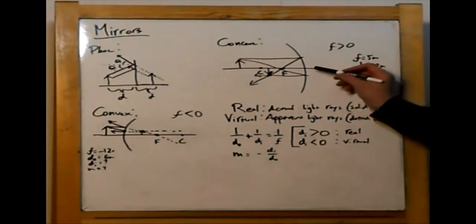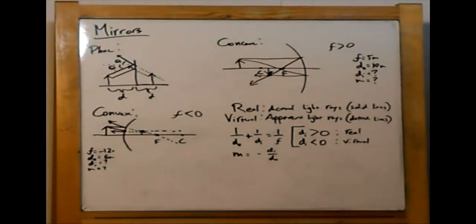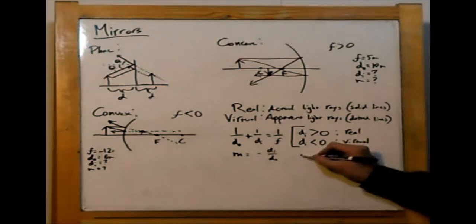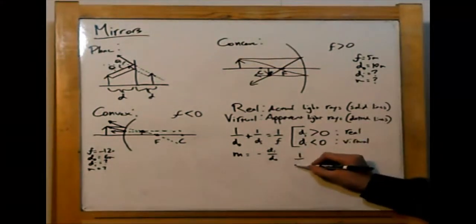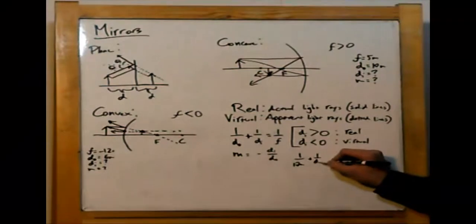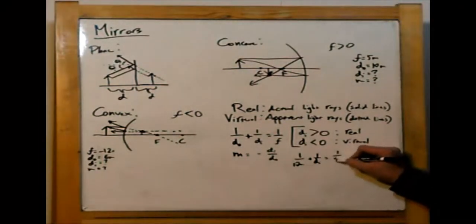So focal length is the distance, again, between the mirror and the focal point. Let's find out where our image is if we have a focal length of 5 meters and an object distance of 10 meters. So 1 over our object distance of 10 meters plus 1 over our image distance is equivalent to 1 over our focal length.